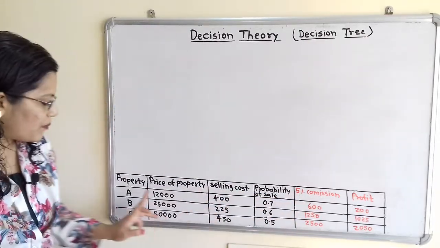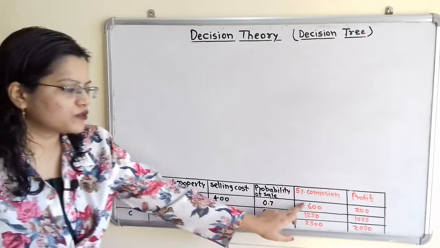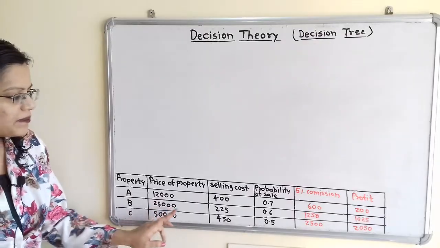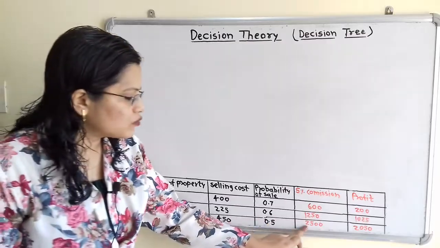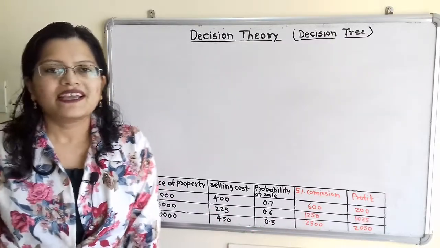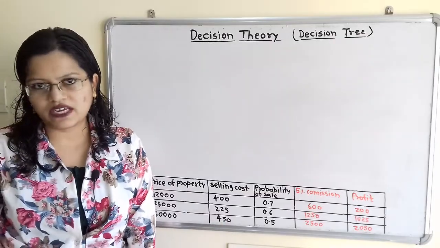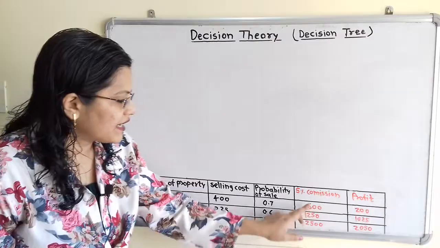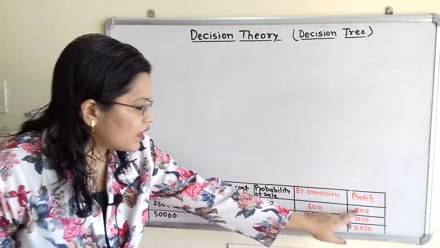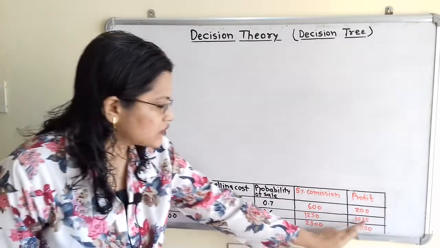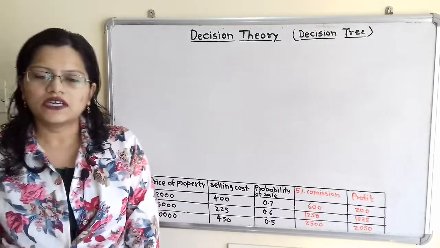For property A, we have to calculate 5% of 12,000, that is rupees 600. For property B, he will get 1,250, and for property C, he will get 2,500. But he has to pay the selling cost. So what is the net profit he will get? Net profit is this 5% commission minus selling cost. So he will get 200 for property A, 1,025 for property B and 2,050 rupees for property C.